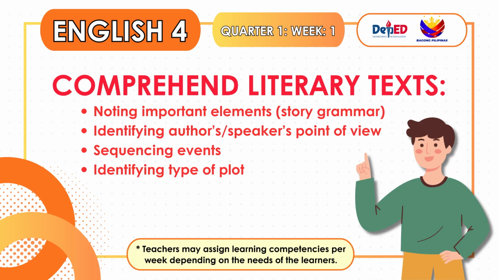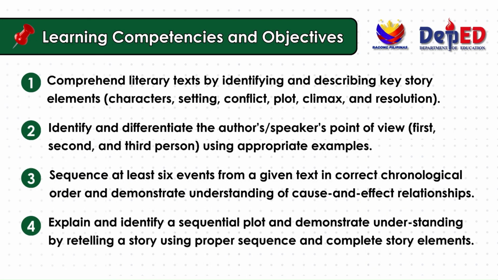Let's get started. English 4, Quarter 1, Week 1. Our topic this week: comprehend literary texts with subtopics as noting important elements in story grammar, identifying author's or speaker's point of view, sequencing events, and identifying type of plot. And these are the learning competencies and objectives of today's lesson.